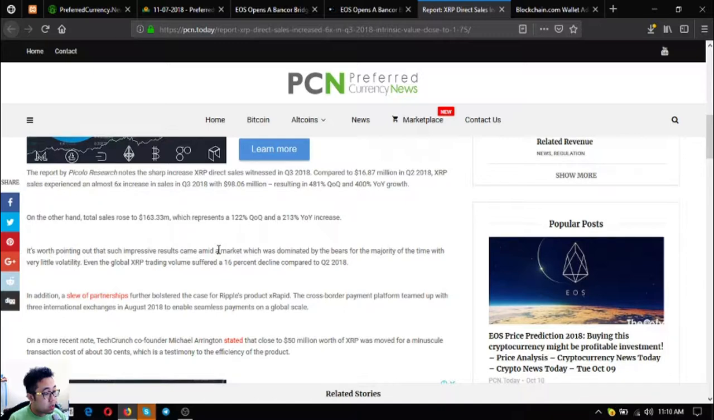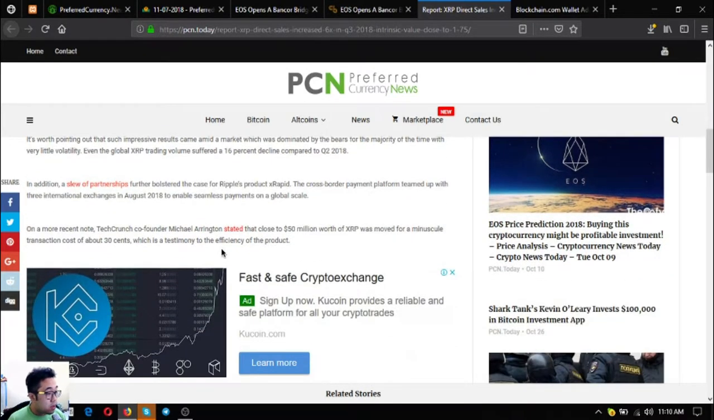It's worth pointing out that such impressive results came amid a market which was dominated by the bears for the majority of the time. With very little volatility, even the global XRP trading volume suffered a 16% decline compared to quarter 2 2018. In addition, a slew of partnerships further bolstered the case for Ripple's product XRapid. The cross-border payment platform teamed up with three international exchanges in August 2018 to enable seamless payments on a global scale. On a more recent note, TechCrunch co-founder Michael Arrington stated that close to $15 million worth of XRP was moved for a minuscule transaction cost of about 30 cents, which is a testimony to the efficiency of the product.